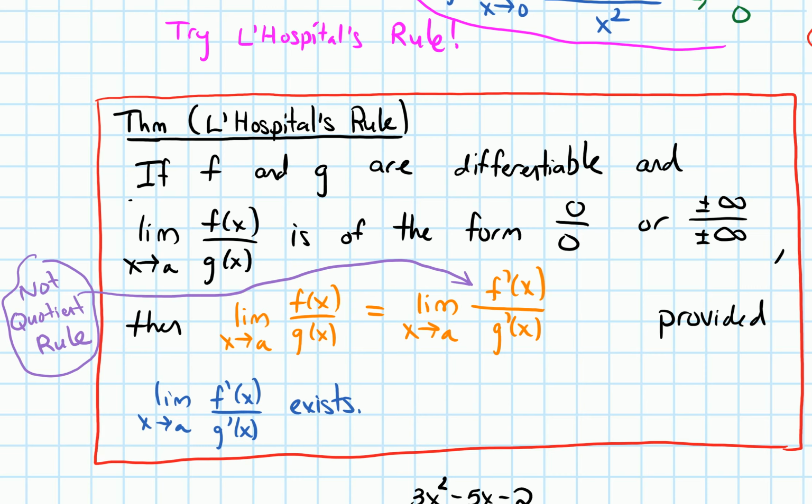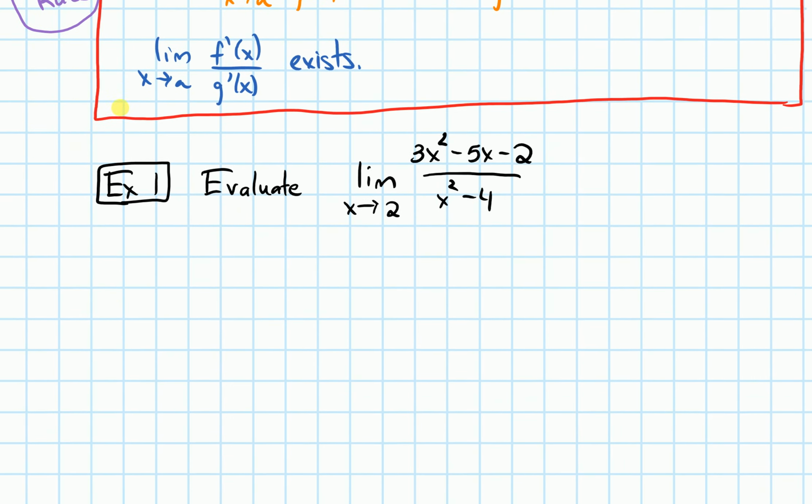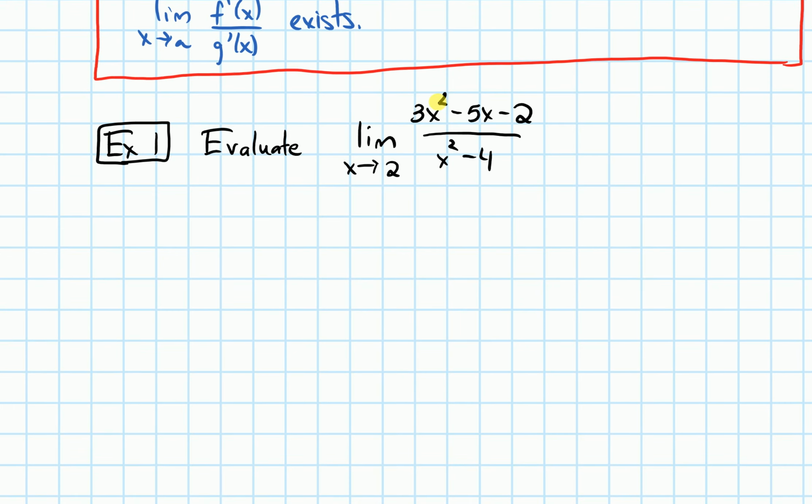So let's look at an example. Let's say I want to evaluate the limit as x approaches 2 of this function here. Remember, our first step with the limit is to try to plug in. If we plug in, we'll get 3 times 2 squared. Well, 2 squared is 4, and 4 times 3 is 12. So we'll get 12 minus 10 minus 2. On the denominator, we'll get 4 minus 4. So the numerator is 0 and the denominator is 0. So this is an indeterminate form.